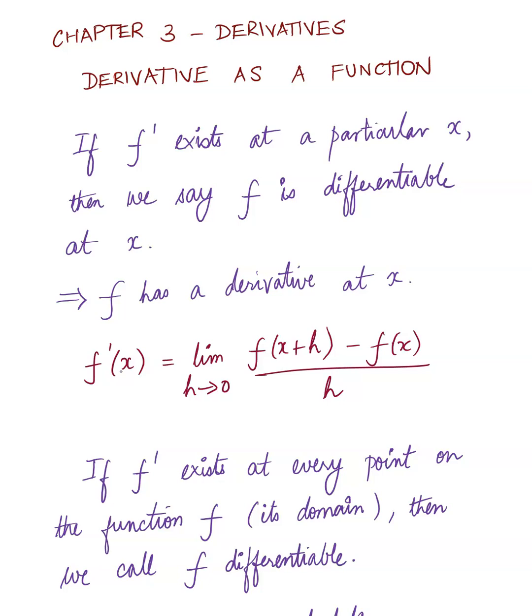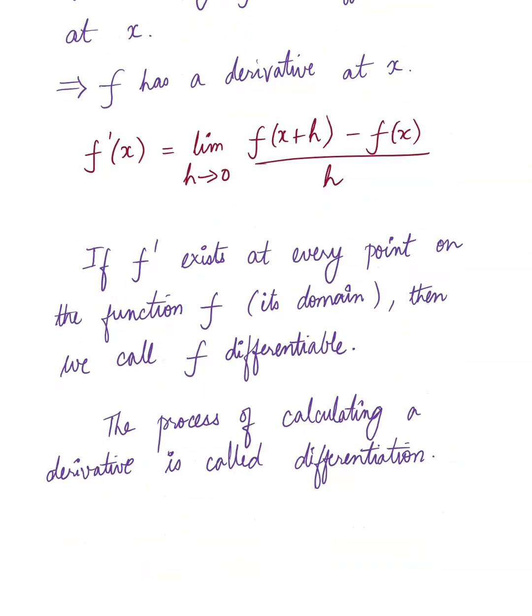Okay. So f prime of x equals the limit as h approaches 0 of f of x plus h minus f of x, all over h. And so we say if f prime exists at every point on the function, of course on its domain, then we call f differentiable. Okay. So if they say suppose that f is differentiable, and the theorem goes on like that, that in the background means that f prime of x exists. Okay? And the process of calculating a derivative is called differentiation.